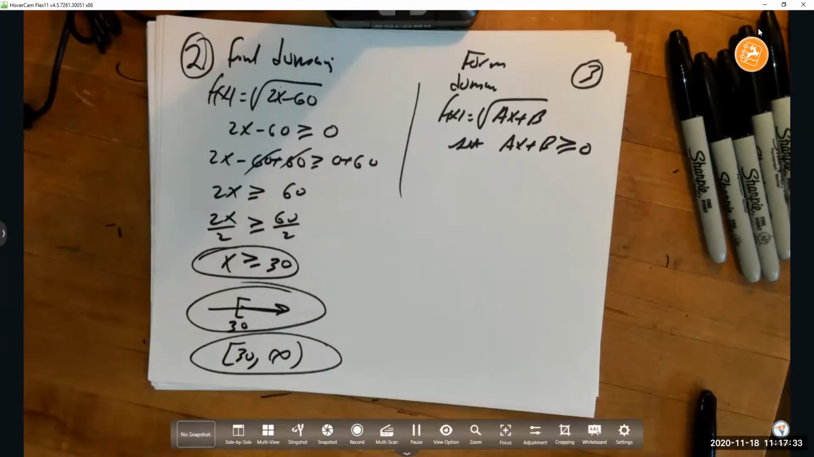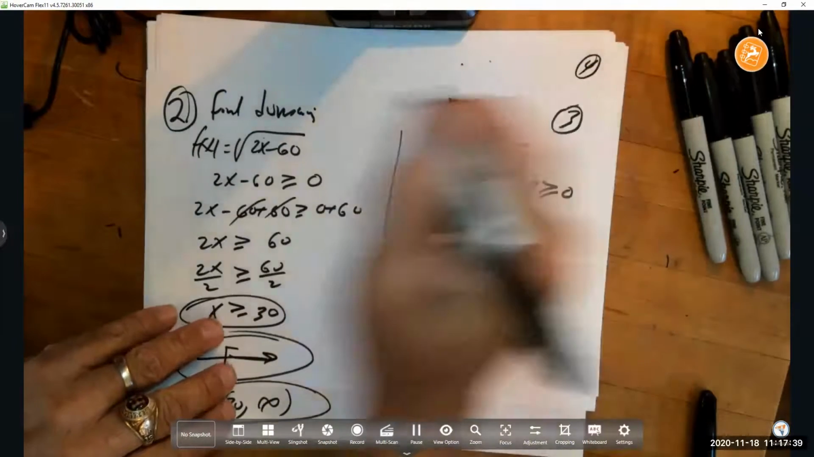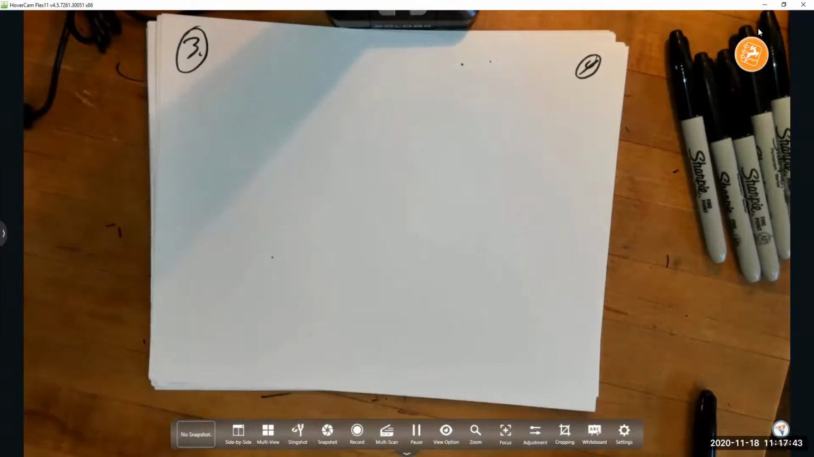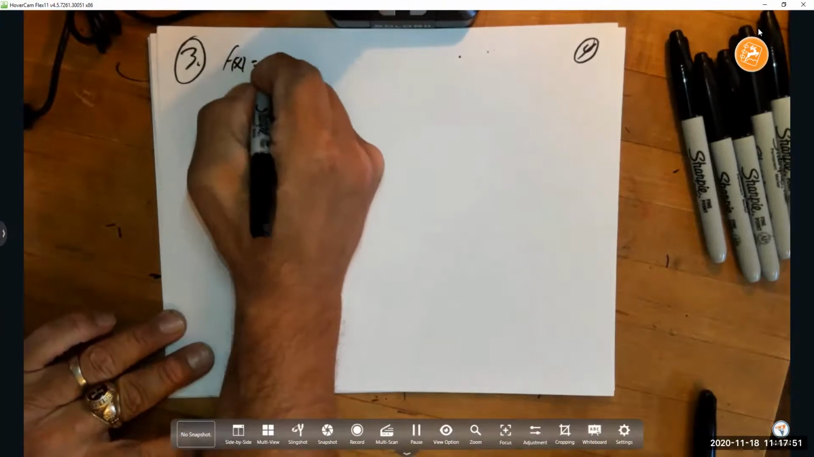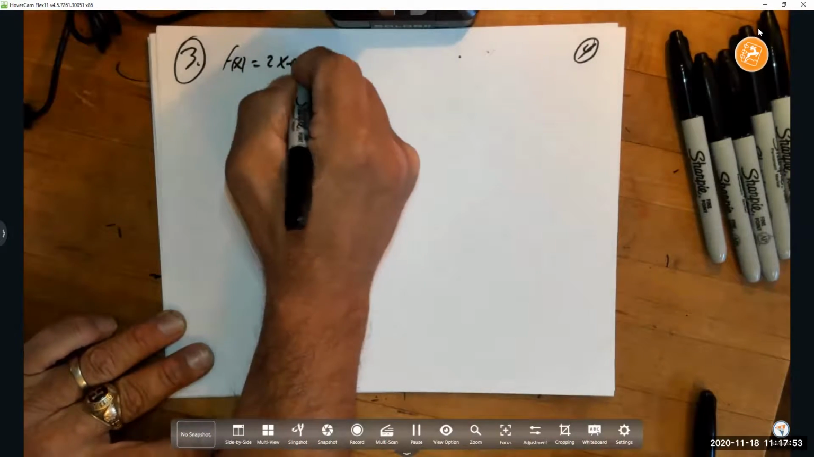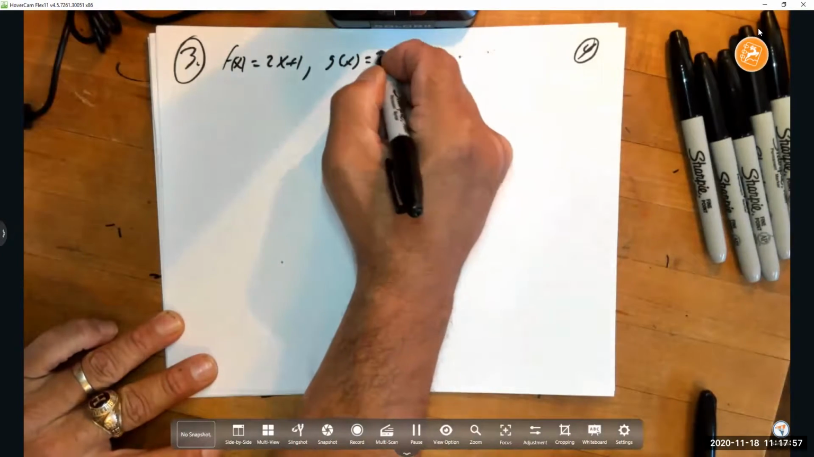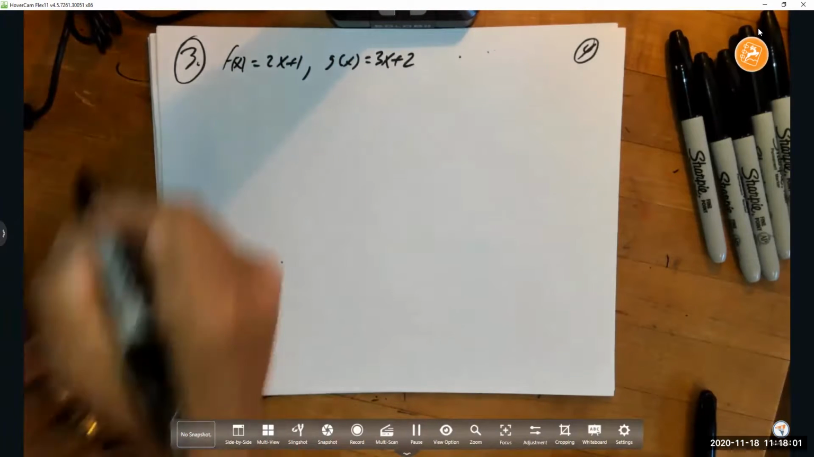All right, let's go to the next question. Let's go to page number 4. Question number 3. Okay. Next page for the final review. It says f of x equals 2x plus 1 and g of x equals 3x plus 2. There you go. So it says find f plus g of x.